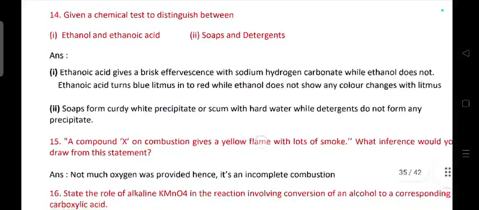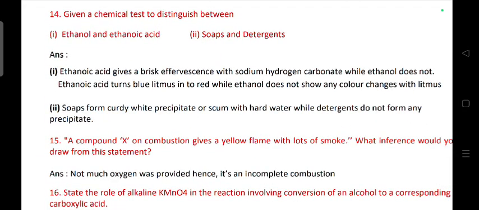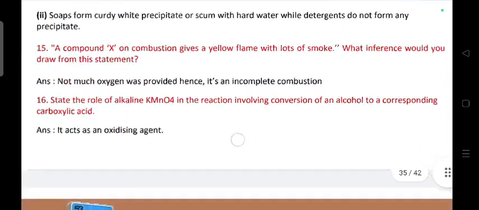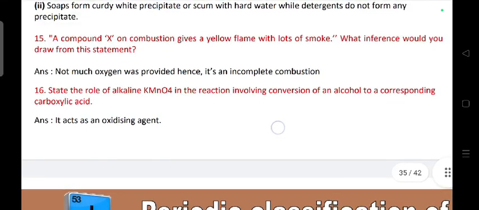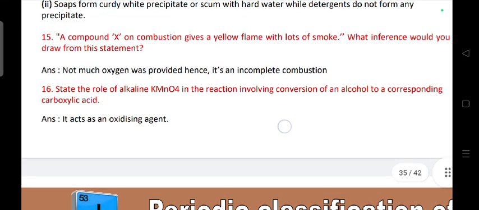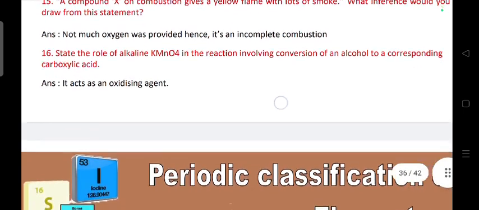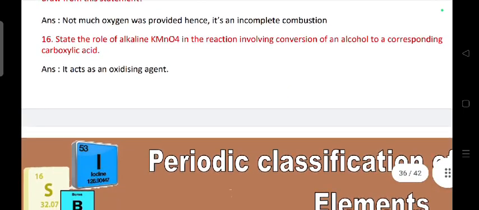Next, give a chemical test to distinguish between ethanol and ethanoic acid, and soaps and detergents. Including answers I am giving, copy down the answers. Then a compound X on combustion gives a yellow flame with a lot of smoke. What inference would you draw from this statement? Not enough oxygen was provided, hence it is an incomplete combustion. State the role of alkaline KMnO4. Here it acts as an oxidizing agent.